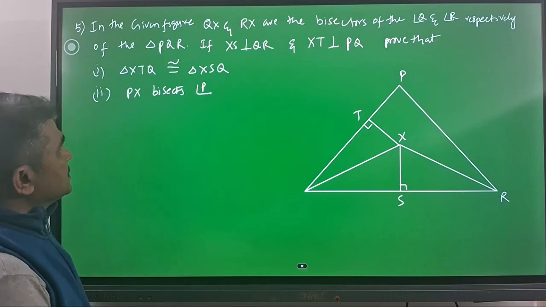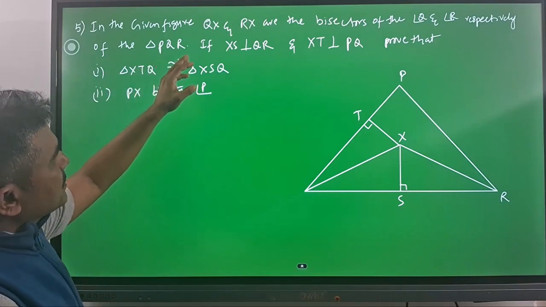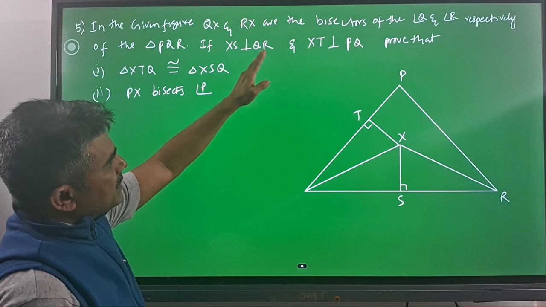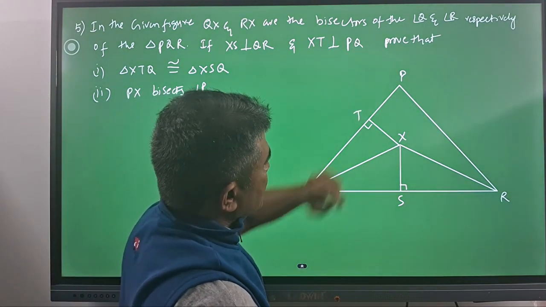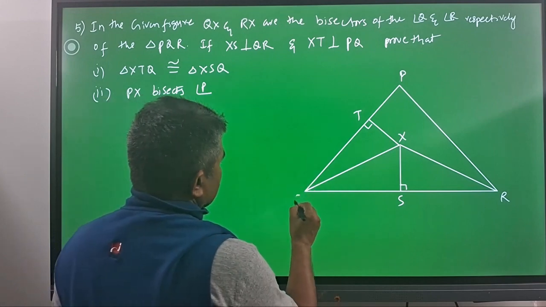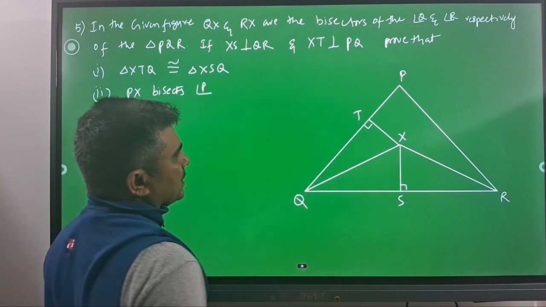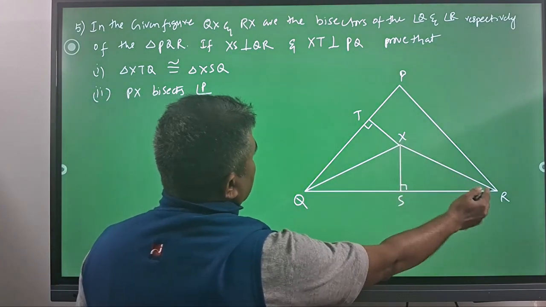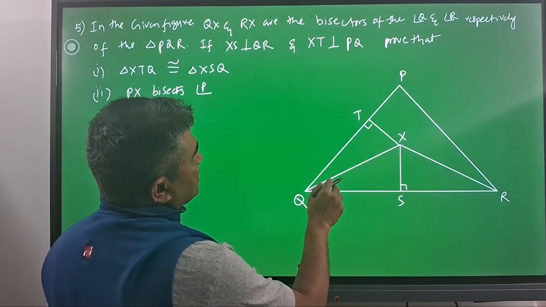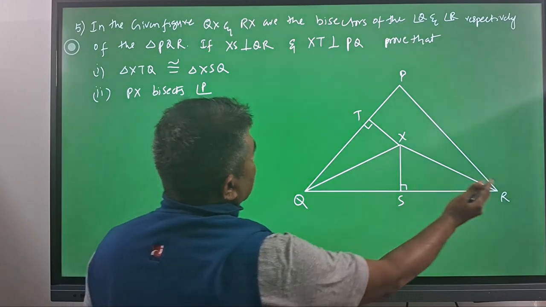Our next problem is: in the given figure, QX and RX are the bisectors of the angle Q and R respectively. So we have PQR as a triangle. In that, QX and RX are the angle bisectors for angle Q and angle R.